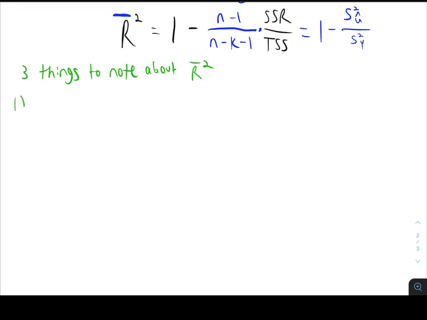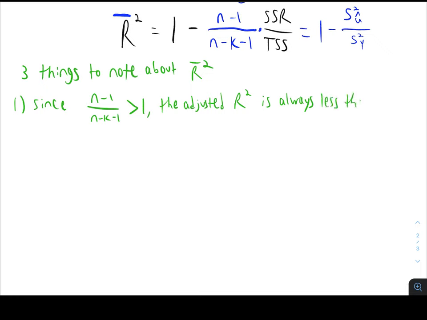So first of all, as I mentioned above, because that adjustment factor of n minus 1 divided by n minus k minus 1 is greater than 1, we're always subtracting a bigger value from the adjusted r squared than we are from the regular r squared, and that means the adjusted r squared is always less than r squared.